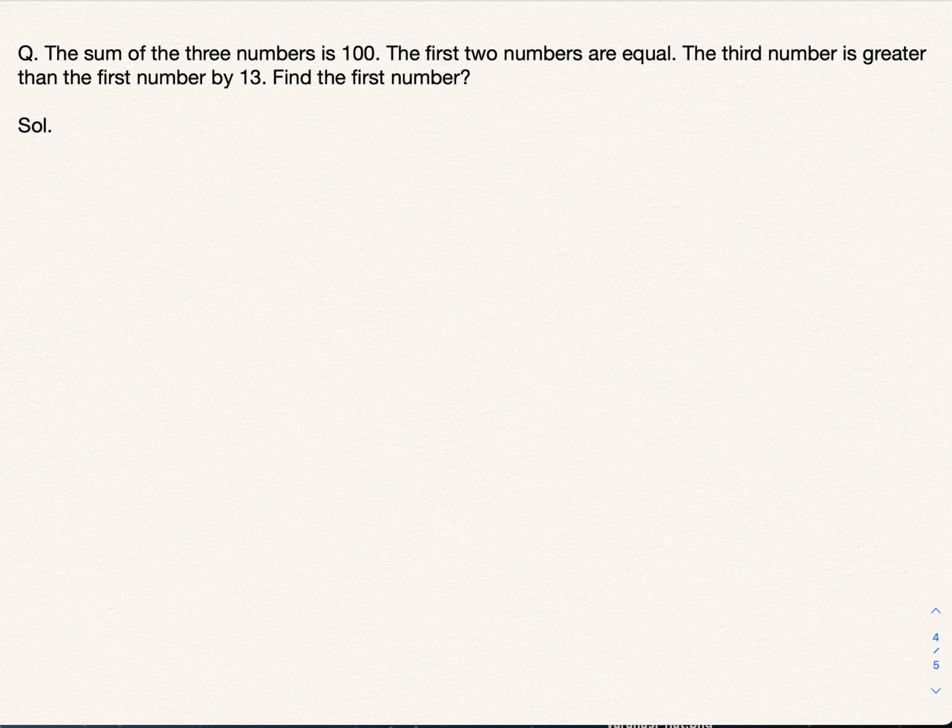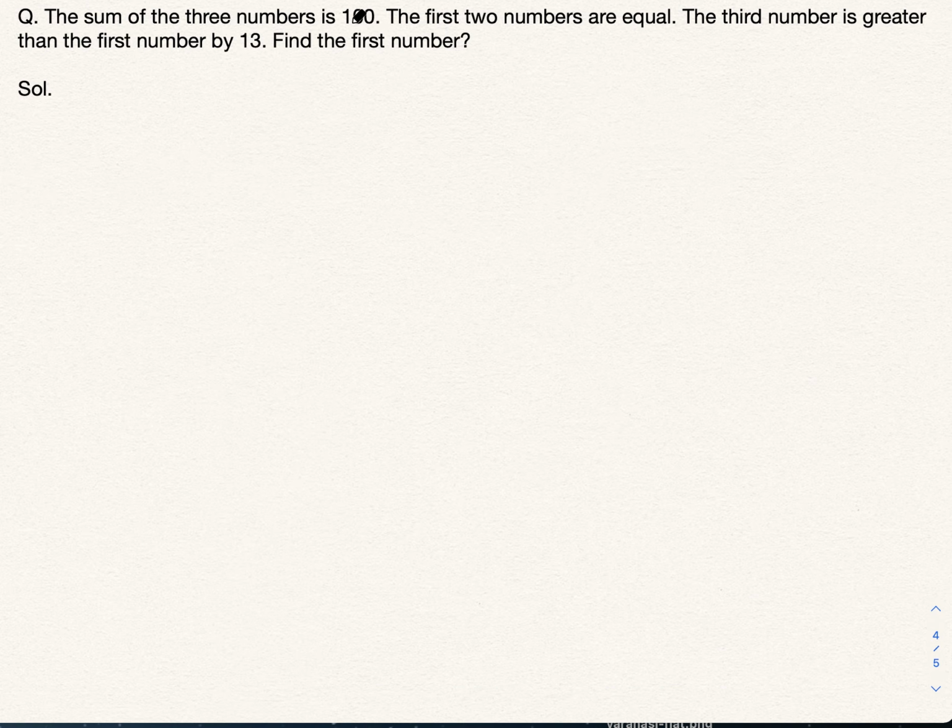The sum of three numbers is 100. The first two numbers are equal. The third number is greater than the first number by 13. Find the first number. So what do we have here? We have three numbers, right? Three numbers of which the sum is 100.